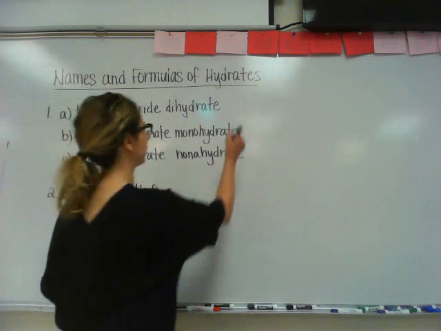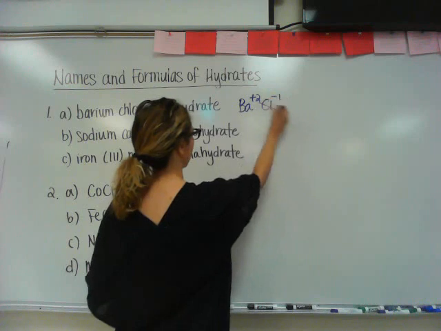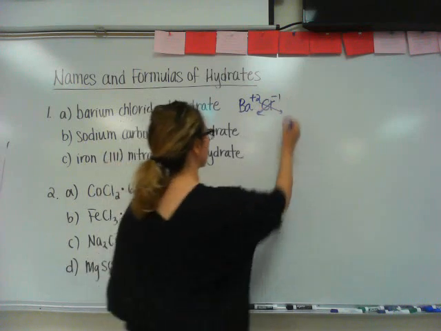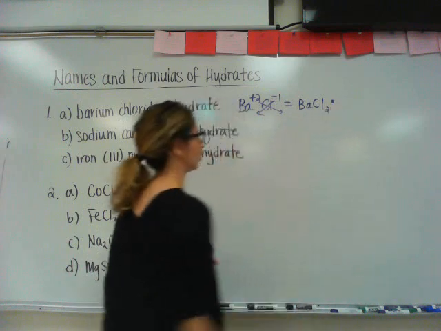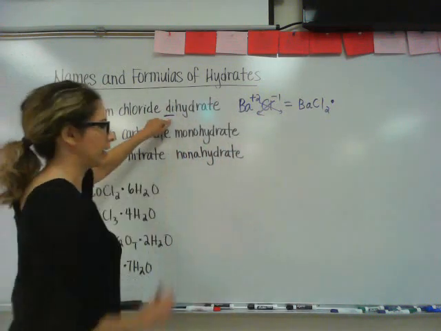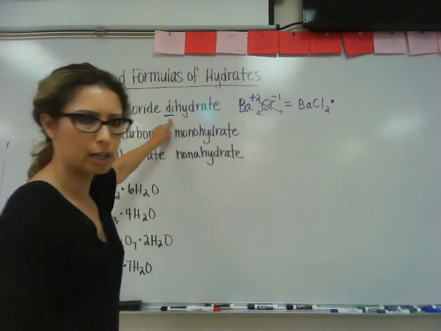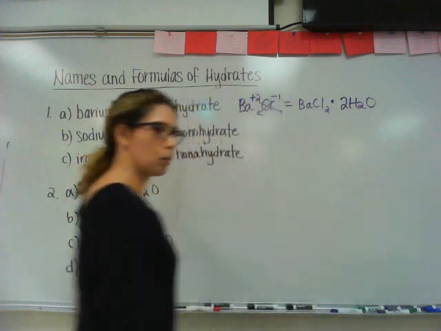So barium chloride is Ba plus 2, Cl minus 1. Cross the numbers and the charges. You'll end up with BaCl2, and then you put that little dot after it. Dihydrate means you have 2 waters attached. So you put 2 H2O.